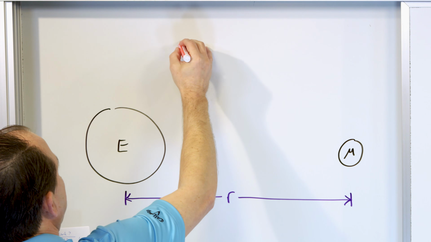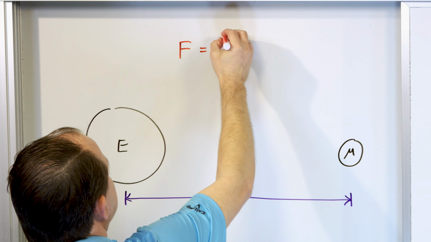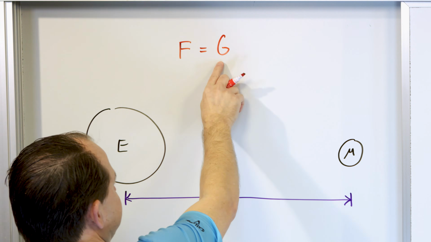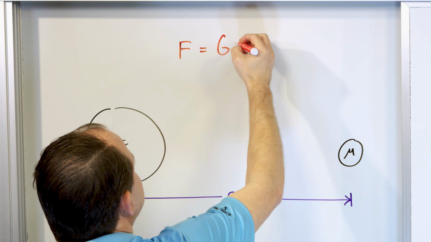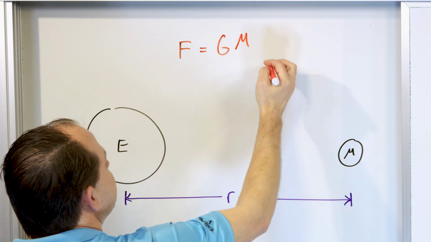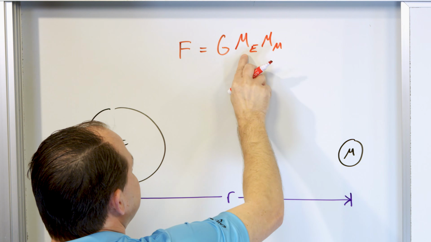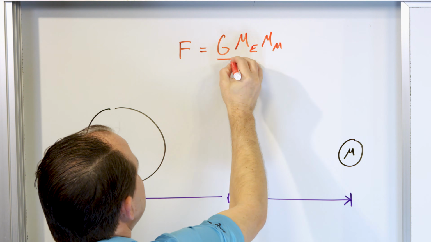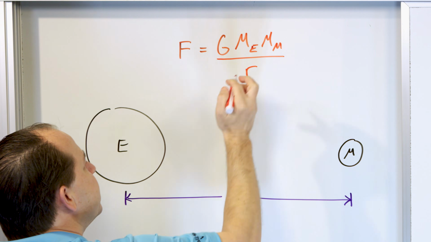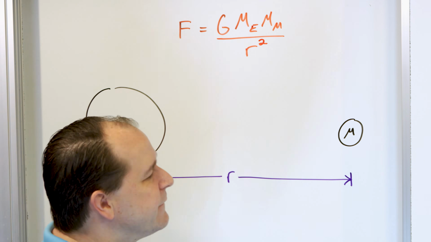That means the gravitational force between any two bodies in the universe is some gravitational constant G, which is just a number, so don't get too worried about it, times the mass of the two bodies. So in this case, since we have the Earth and the moon, it's going to be the mass of the Earth times the mass of the moon. So this is the mass of the Earth, the mass of the moon, but then it's divided by the distance between them, but not just the distance between them, the distance between them squared. So this is what we call an inverse square law.